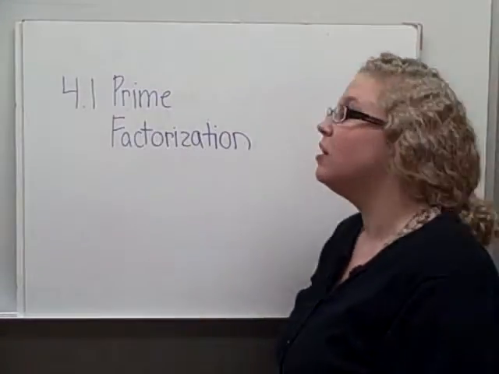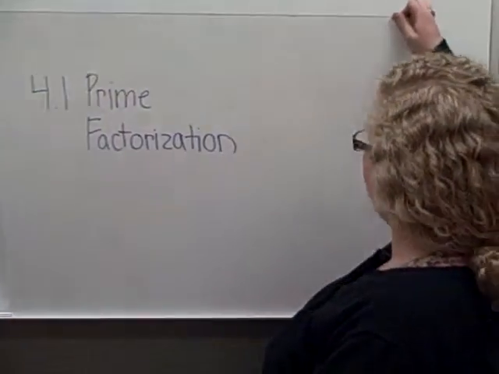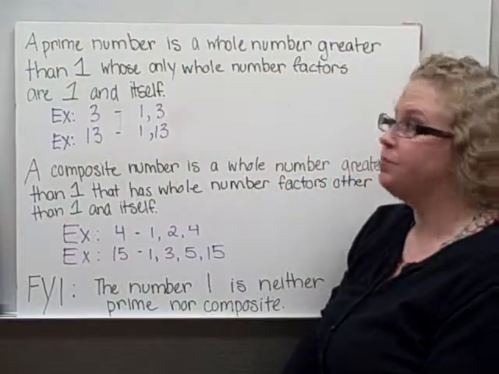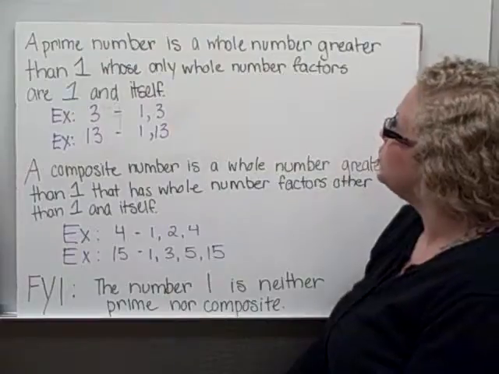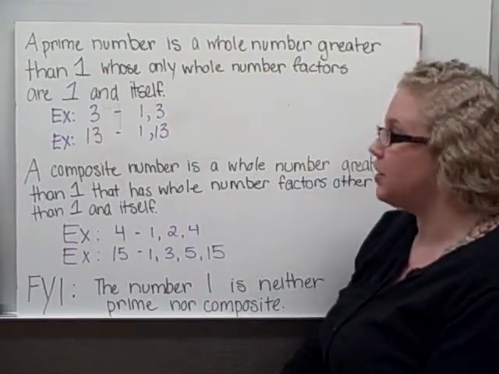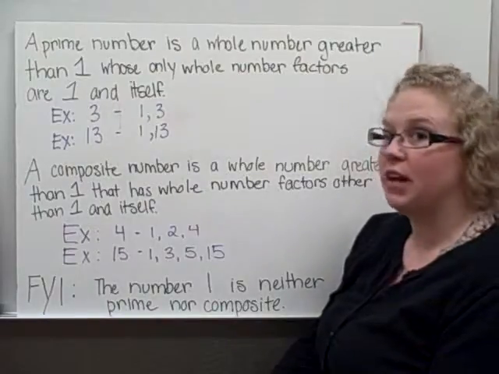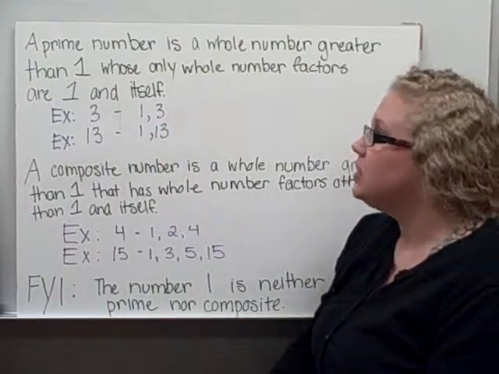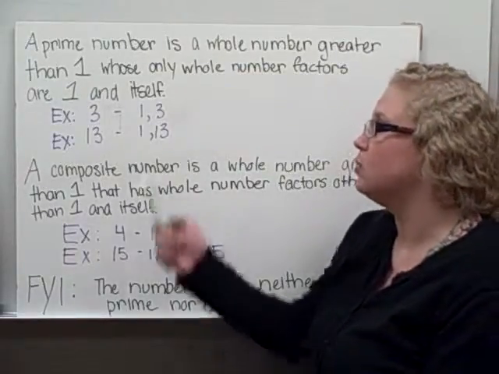Today we will be discussing prime factorization. First of all, a prime number is a whole number greater than 1 whose only whole number factors are 1 and itself. 3 is an example of a prime number because the factors are only 1 and 3. And 13 is considered a prime number because the whole number factors for 13 are only 1 and 13.